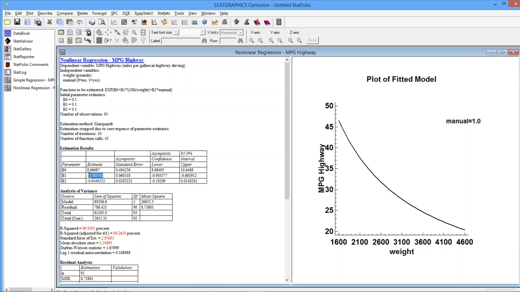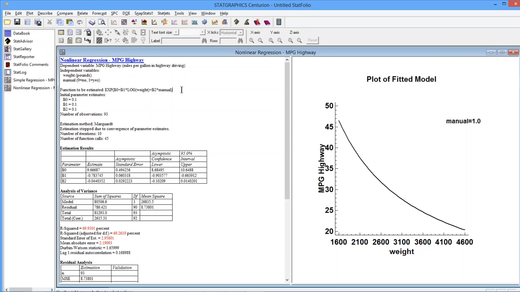For example, here is the estimate of B1. Here is the confidence interval for B1. If the confidence interval does not bracket zero, then that term is statistically significant, significantly different from zero. And you can see, in fact, that B1, the upper and lower, do not bracket zero. However, for B2, take a look at that, you'll see that the confidence interval for B2 brackets zero. What that's indicating to me is that actually there is not a statistically significant difference between manual transmissions, for which manual equals one, or automatic transmissions.